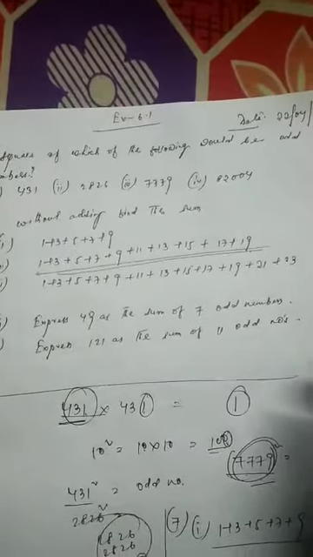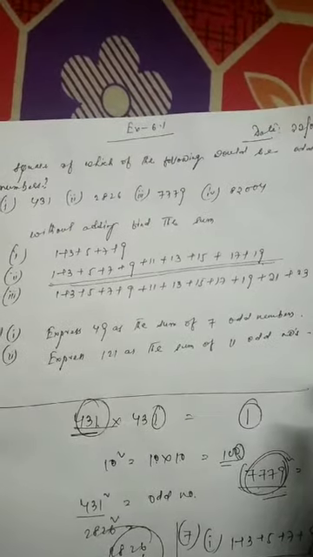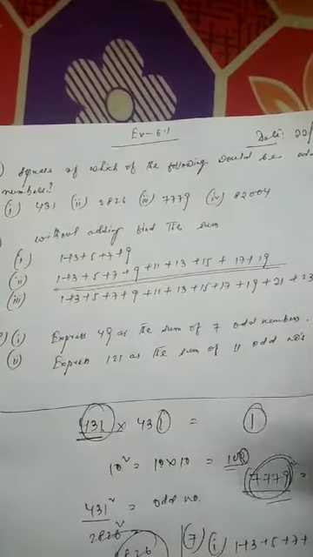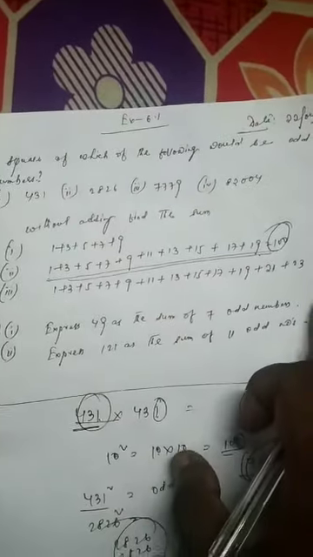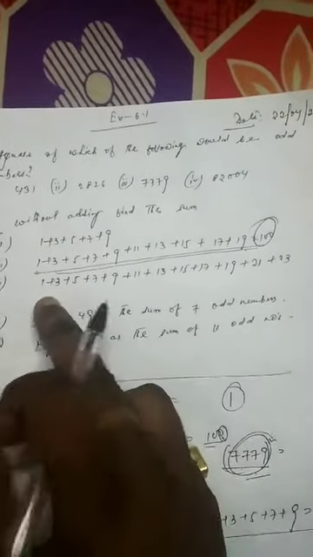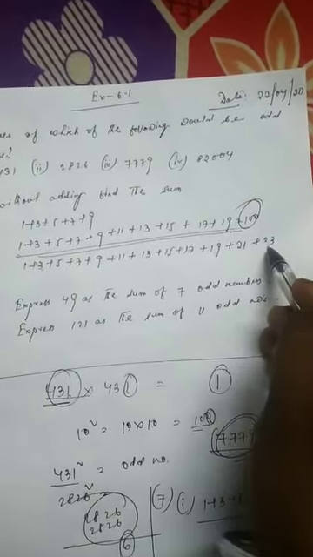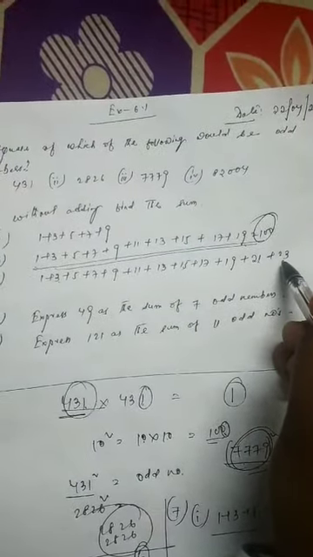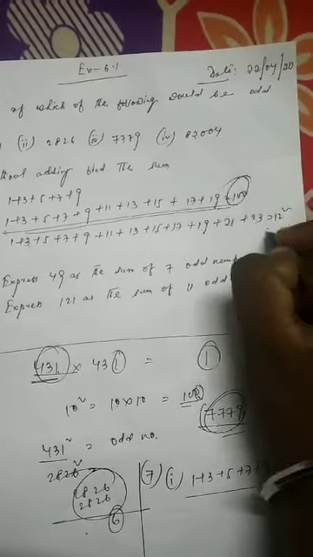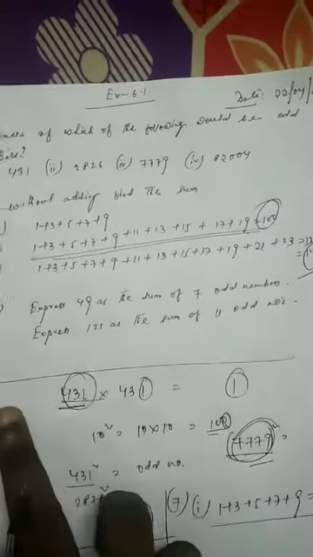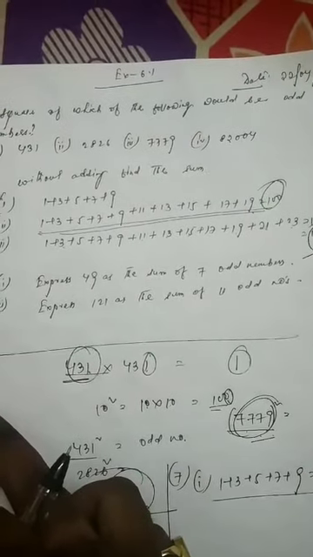So the sum of these 10 odd numbers will be 10 square. As it's 10 odd numbers, the answer is 10 square, which means 100. Similarly, here how many odd numbers are written? 1, 2, 3, 4, 5, 6, 7, 8, 9, 10, 11, 12. There are 12 odd numbers, children. So the sum of these 12 numbers will be 12 square, which means 144.